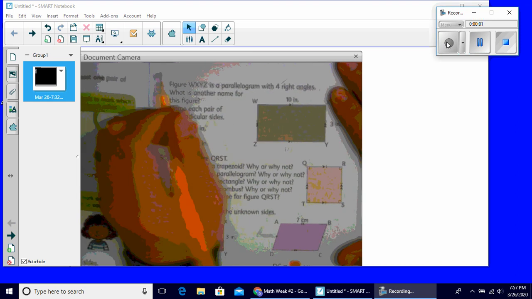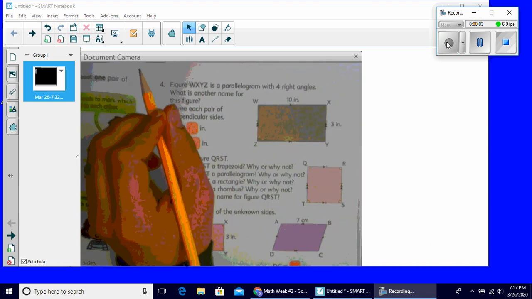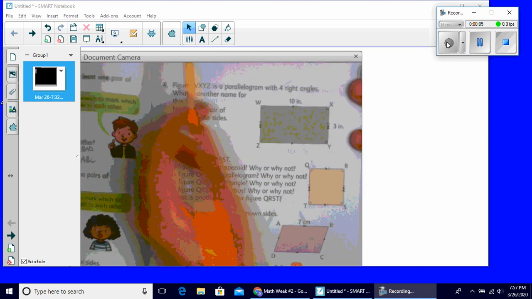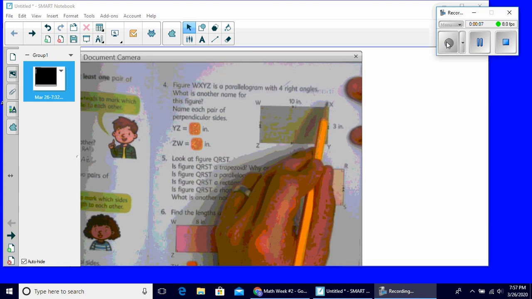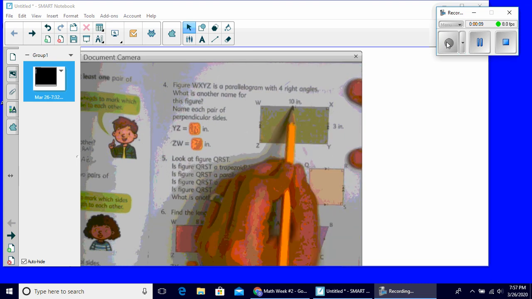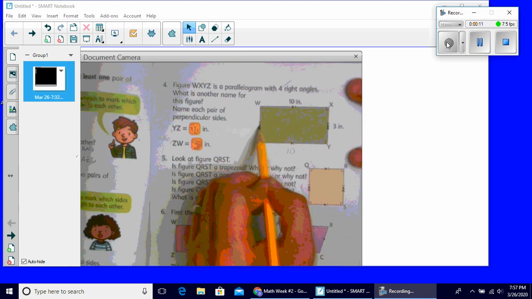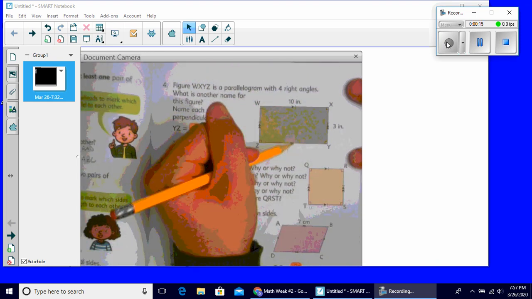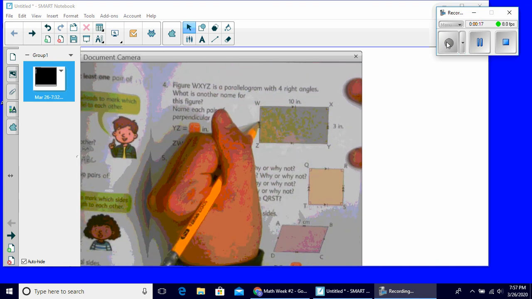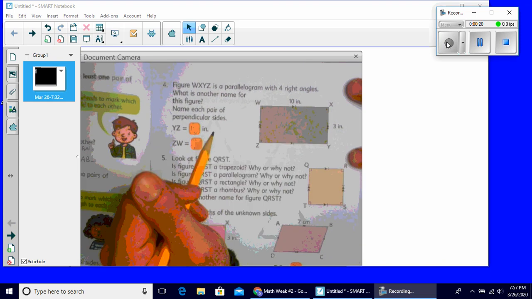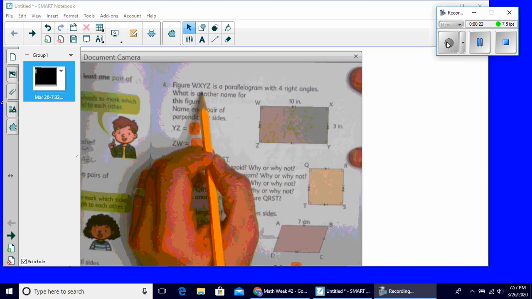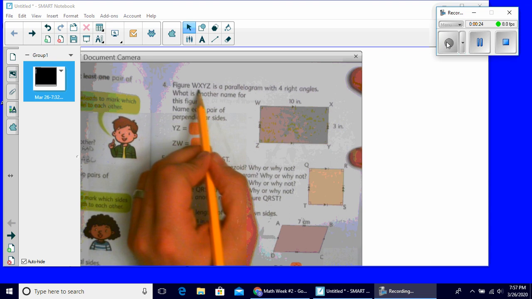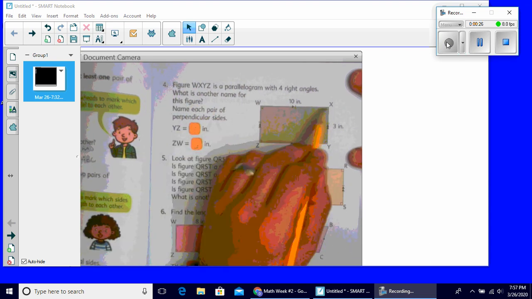So make sure that you have your textbook open to page 91. So this here is figure WXYZ. Notice the arrowheads indicating the lines that are parallel to each other. You're also going to see these little notches. Those are indicating the lines that are equal in length to one another. So it's saying that figure WXYZ is a parallelogram with 4 right angles.